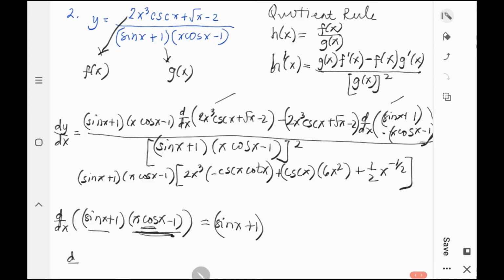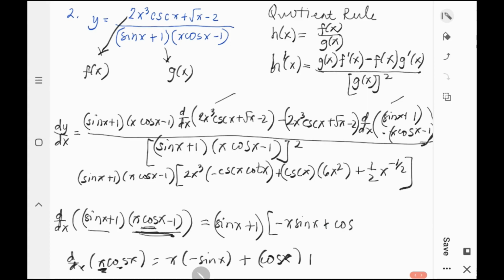So how do we get the derivative of x cosine x? This is a product. The first factor is x, so x times the derivative of cosine x. The derivative of cosine x is negative sine of x. Plus, you copy cosine x and then you multiply by the derivative of x, which is 1. So you have the following: negative x sine x plus cosine x. And then the derivative of negative 1 is of course 0.